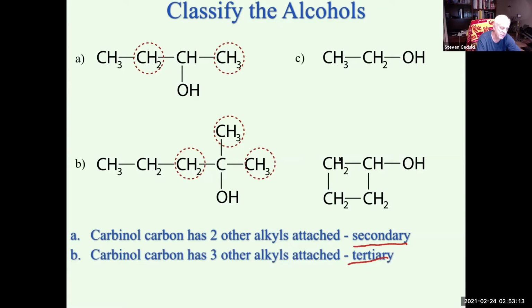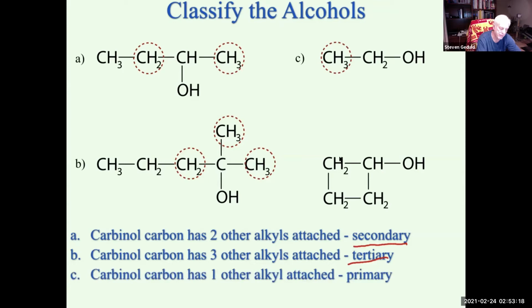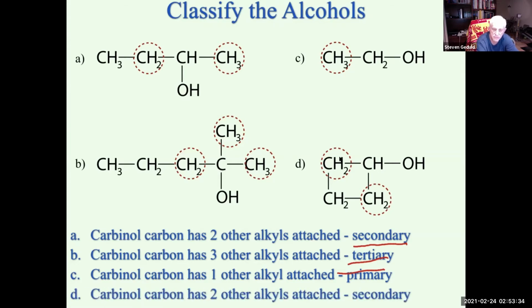Next one, C, has 1 carbon attached. It is primary. And D, this has 2 carbons attached to that carboxyl carbon, and it is secondary. Okay. So you all should be able to identify primary, secondary, and tertiary alcohols now.